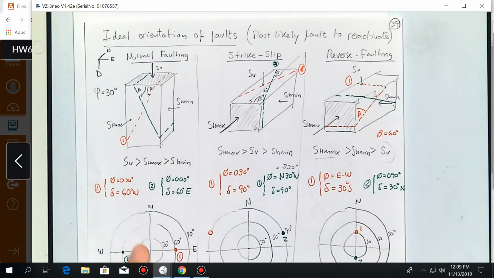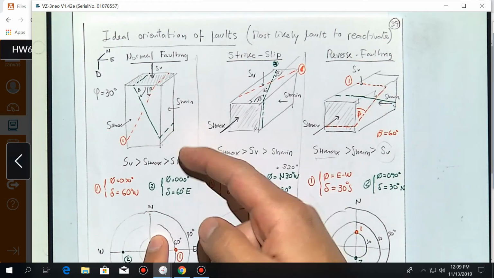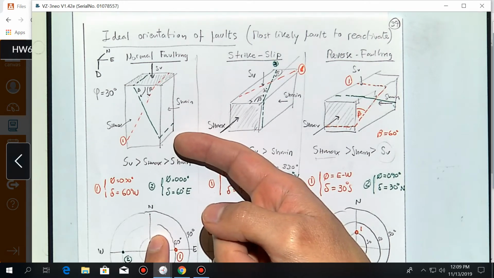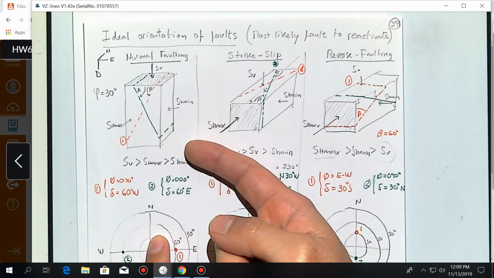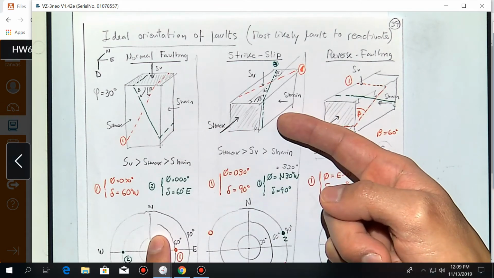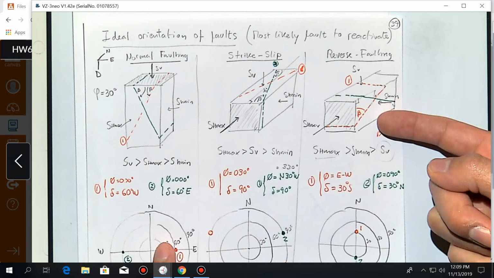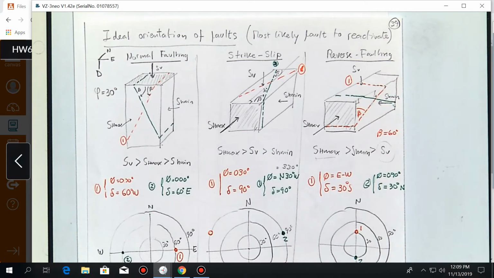And for example, here the orientation of a hydraulic fracture would be perpendicular to SH mean, and that would have a strike of, in this case, north-south and dip 90 degrees. In this case, it's going to be the same. And in this case, it's going to be a horizontal plane. So there is no strike, and you just say it is a horizontal plane.